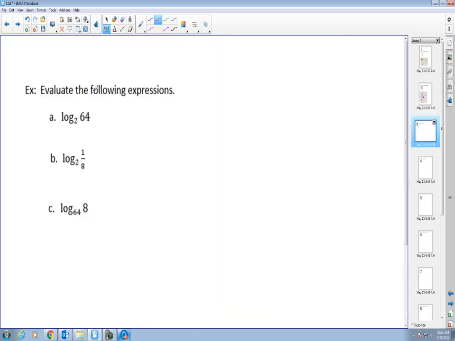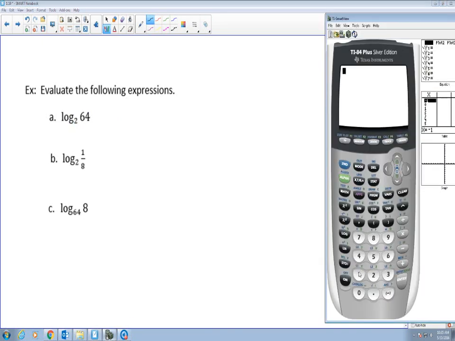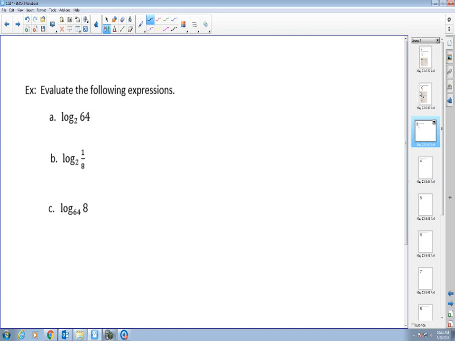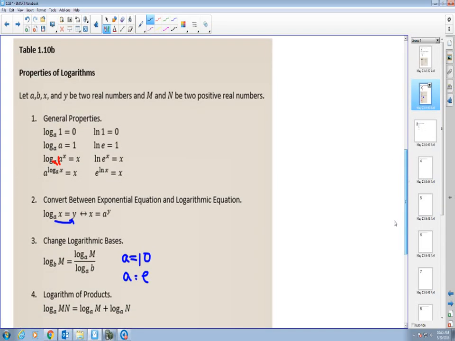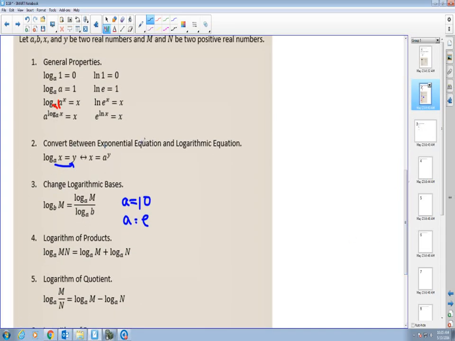So let's try some examples. Okay, evaluate the following expressions. Okay, the trouble here is I cannot type in log with the base 2 because my calculator only uses base 10. So what I can do here is convert my logarithm into exponential. Look at it from the exponential perspective. So I'm going to use this property, convert between exponential equation and log equation. So I'm going to write my logarithm equal to this y first.